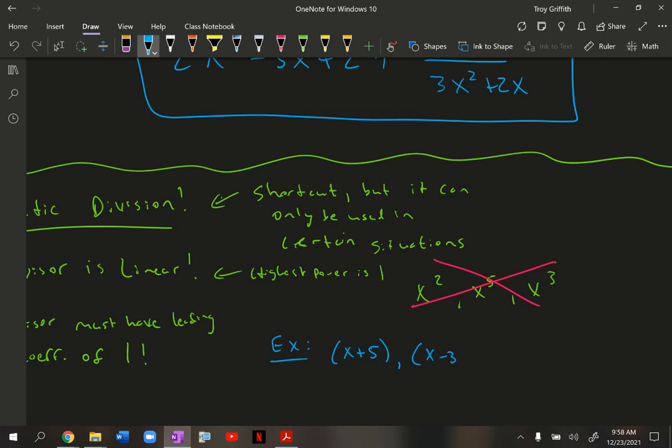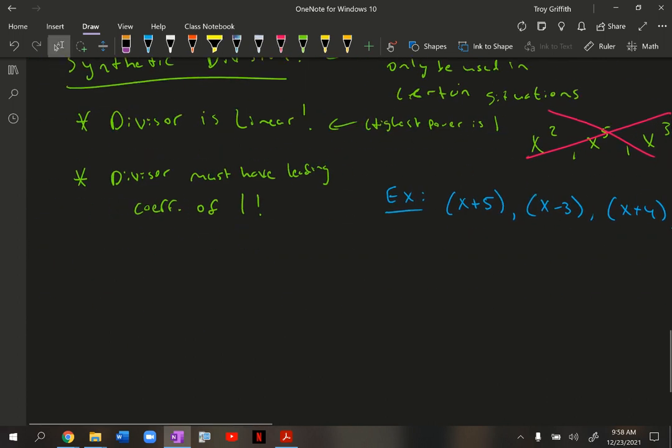If it was an x minus 3, we could use synthetic division. If it was an x plus 4, we could use synthetic division. However, if it was a 2x plus 1, we can't use synthetic division as is because there's a 2 out at the front. All right, so hopefully that makes sense. So as long as we're dividing by something that is linear and has a leading coefficient of 1, we can use synthetic division. So let me show you how this process works.